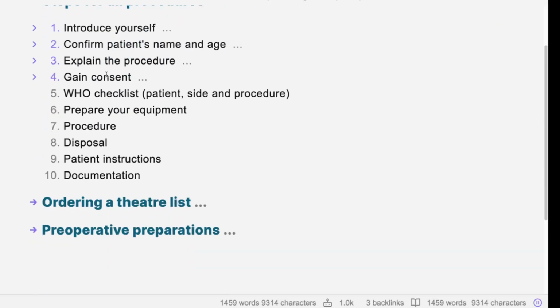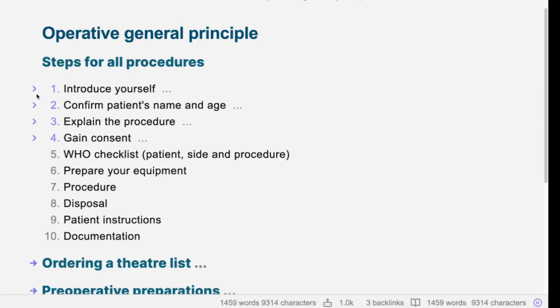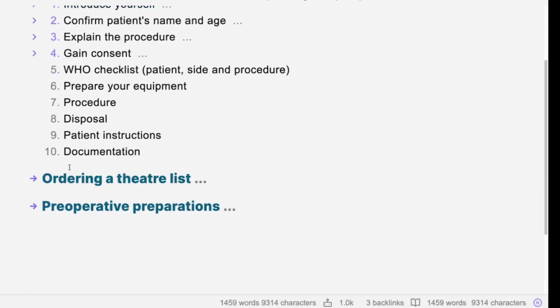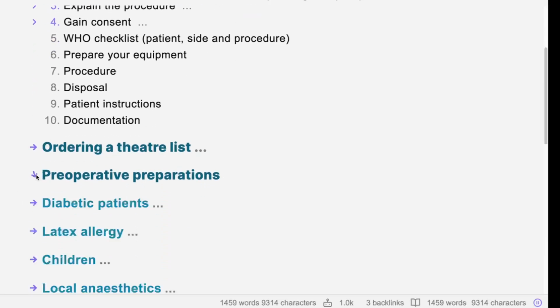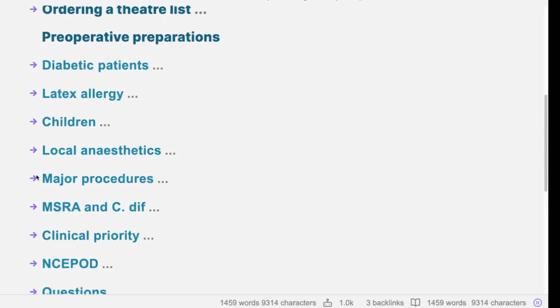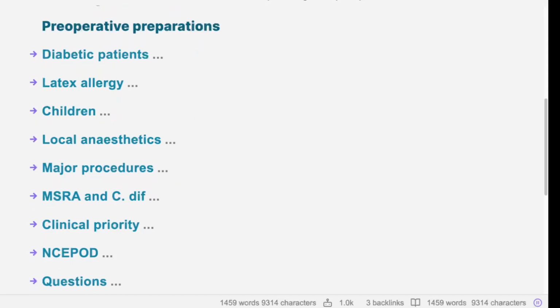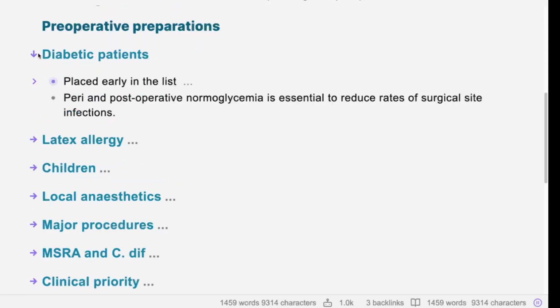So this is just a few things that you need to do before you start any procedure, but here I'm just discussing the preoperative preparation. When you have a diabetic patient, what will be your consideration? First of all, they need to be placed early on the list. You need to prioritize them.